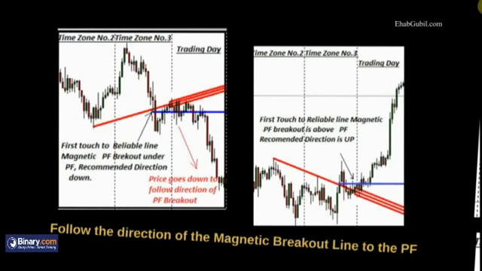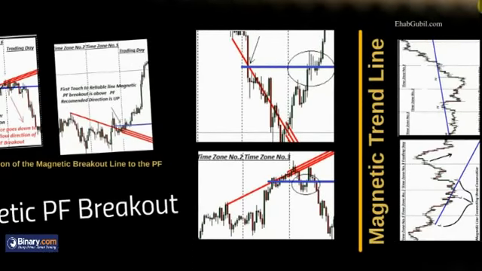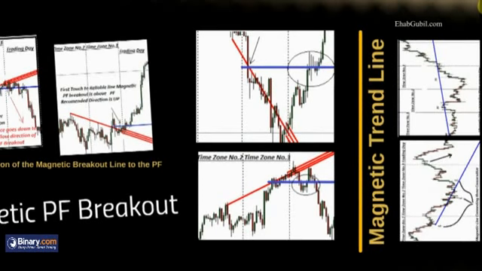As we can see, we will follow the position of the magnetic breakout line to the PF, and this will be our recommended direction. If it's above the PF, we will suggest the long side, and if it is below the PF, we will suggest the short side. In this example, we can see that we don't depend on the direction of the reliable breakout, but we depend on the position of the breakout line to the PF.